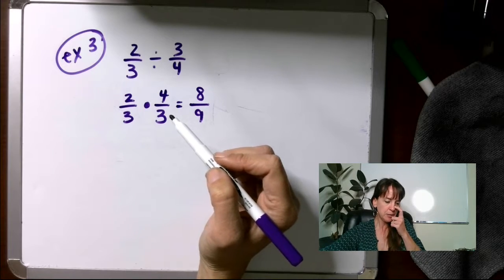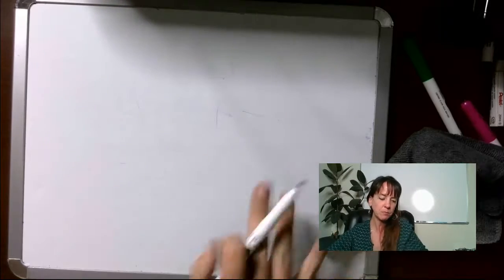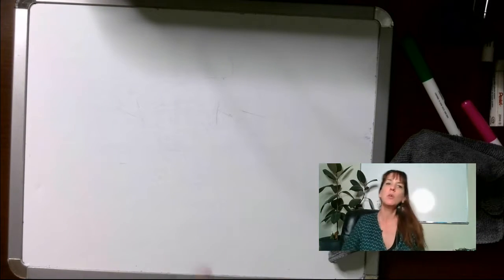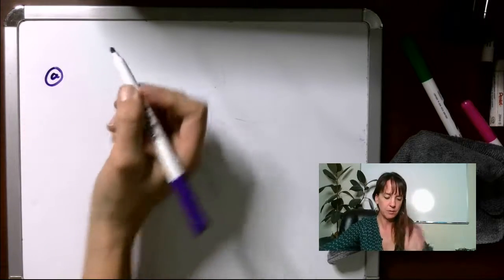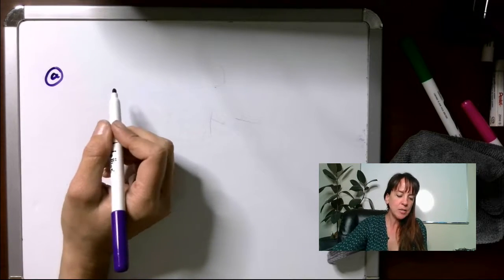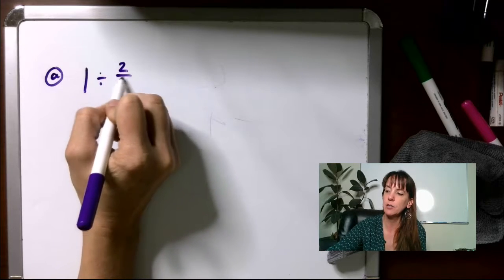All right, guys. So the practice problems are on page 143. Go ahead and get started on that. Pause the video, do those problems, and then come on back and let's see how you did. So for A, how many 2/3 are in 1? So we're gonna take 1 and we're gonna divide it by 2/3.